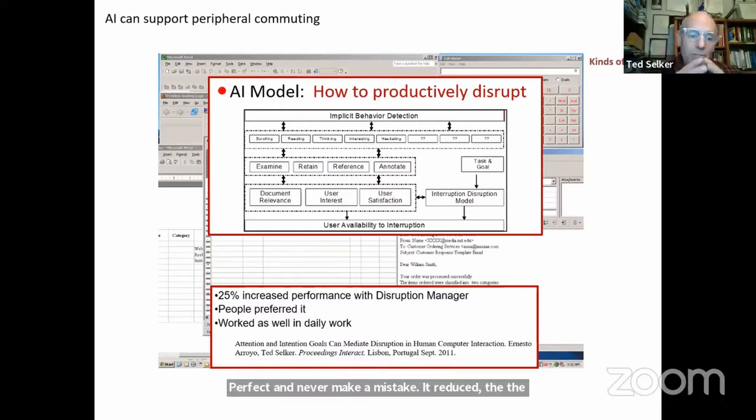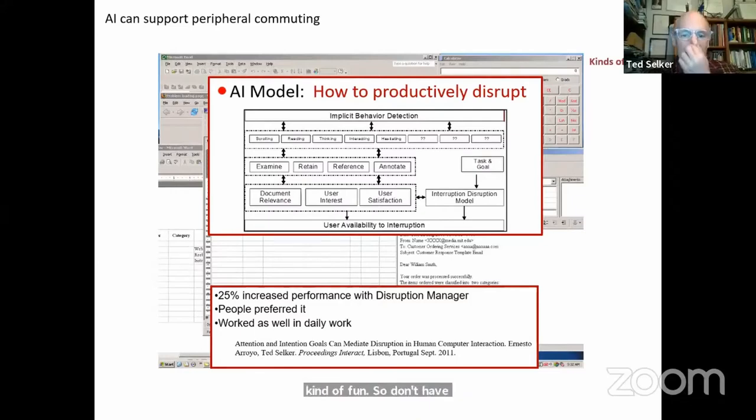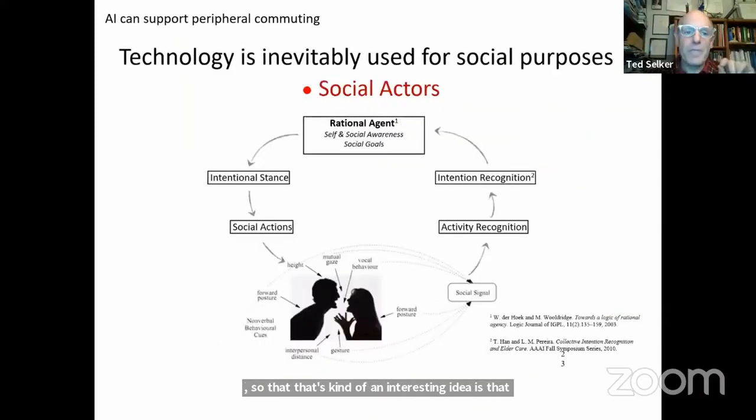And we actually put Disruption Manager on the text messaging for kids at Wellesley for a little bit. And they hated it when we turned it off. That was kind of fun. So I don't have statistics on that right here. But that's kind of an interesting idea, that maybe things shouldn't come through all the time. Maybe they should come through when they're appropriate.